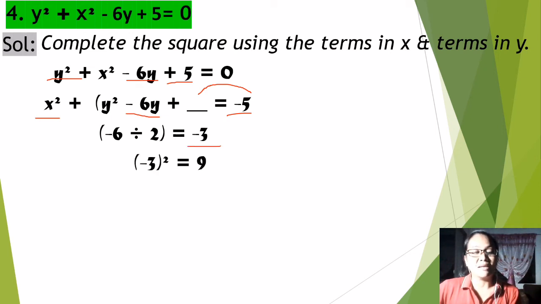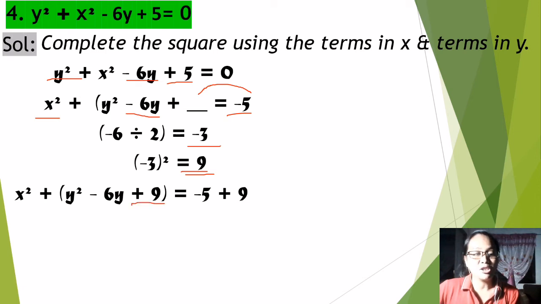And negative 3 squared. So if our base is negative and our exponent is an even number, the answer is always positive. So 3 times 3, we have 9. So ito naman ngayon ang i-add natin both sides to complete the square of y terms. So we have now x squared plus y squared minus 6y plus 9. Ito na siya. Since nag-add tayo ng 9 sa left, mag-add din tayo ng 9 sa right.